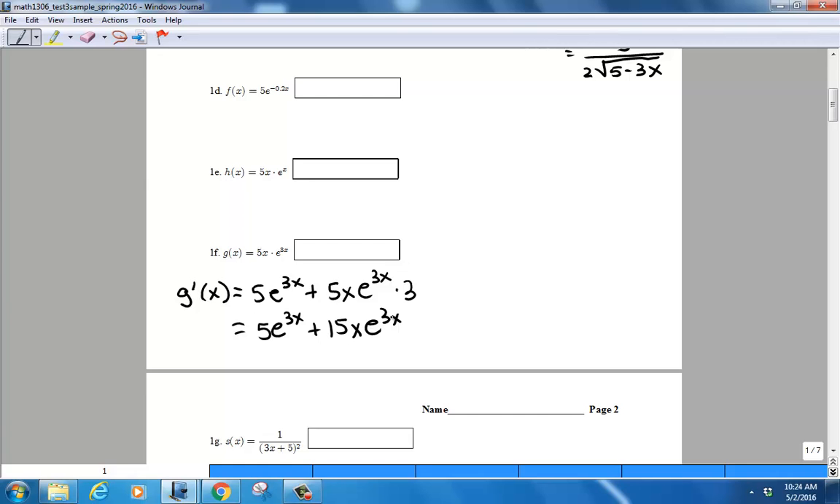Because when you find the rate of change of e to a power, you repeat the e to the power, right? Okay? But then you have to multiply by the rate of change of the power, always, okay? If that were just x, if that were just e to the x, the rate of change of x is just 1. So it wouldn't make any difference. But here it's 3x and the rate of change is 3. So you're multiplying by 3 there, okay?